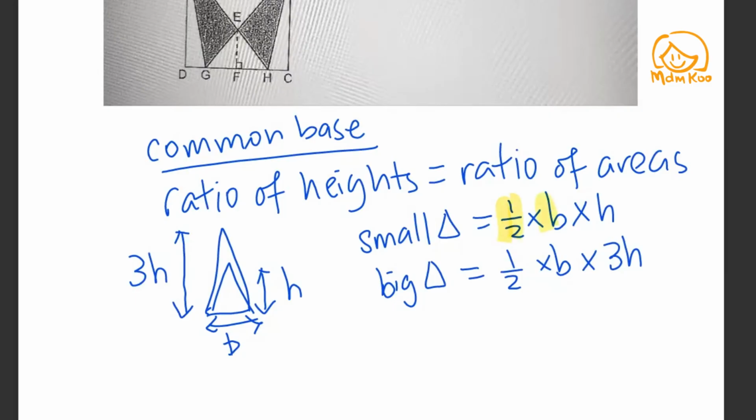Half times base times height gives you the area of a small triangle. Half times base times height here will also give you the area, but it is 3 times the area of the small triangle. And this is true for all kinds of comparison as long as the base is the same. No matter how much this height is with comparison to the original height, the area will be in the same ratio. With this concept, let's look at this question now.